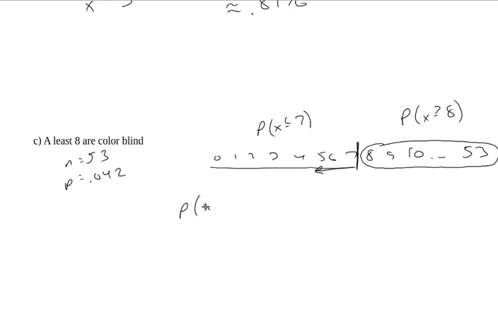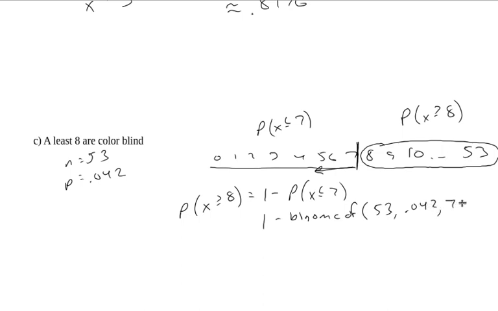So the probability that x is greater than or equal to 8 is equal to 1 minus the probability that x is less than or equal to 7. And this probability that x is less than or equal to 7, that's the thing I can find with my binomial CDF. This would be an n of 53, p of 0.042, and x 7. That would be the upper bound on the number of successes here. Notice that we're always shifting over by 1, because either 8 or greater or 7 or fewer will partition our sample space.